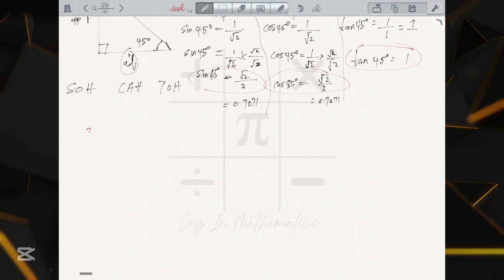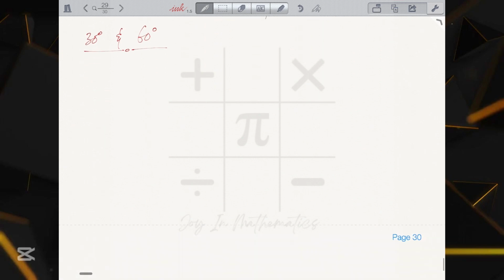So we have 30 degrees and 60 degrees together. Now, to find the expression of sine 30 degrees, cos 30 degrees, and tan 30 degrees, and likewise sine 60 degrees, cos 60 degrees, and tan 60 degrees, we will be using an equilateral triangle of sides 2 units. So we have an equilateral triangle whose length is 2 units: 2, 2, and 2.